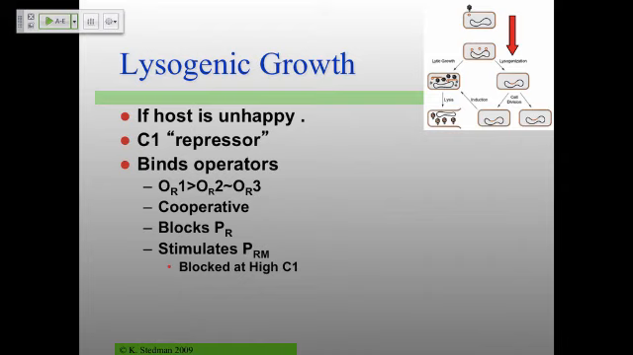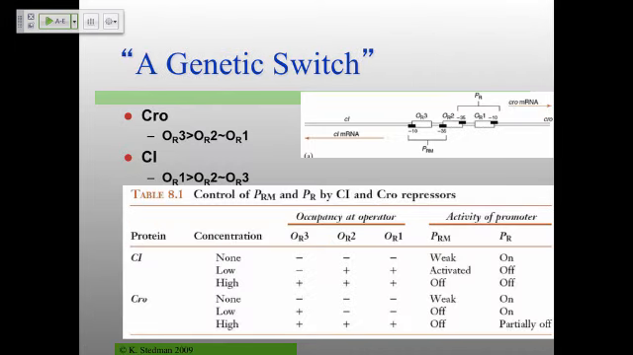Lysogenic growth is what happens when your host is unhappy. You make this C1 protein, which is the repressor protein, and it shuts down expression from both PL and PR. How does that happen? It has to do with binding sites which are present in these operators. So with high amounts of C1, everything at this operator shuts down the PR promoter, but also the PL promoter, and shuts off this promoter, which is for keeping your repressor being made.